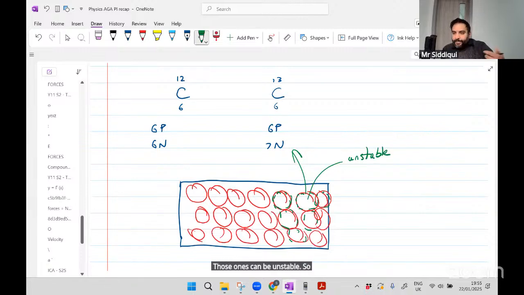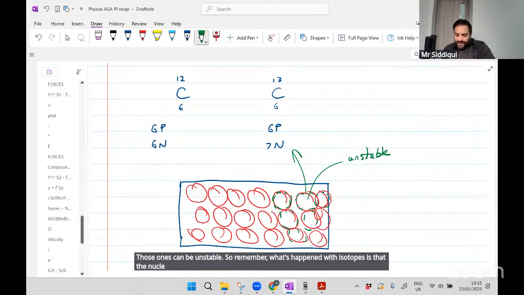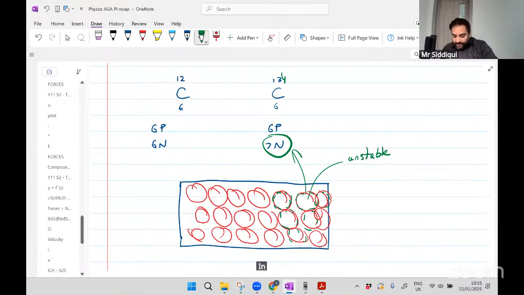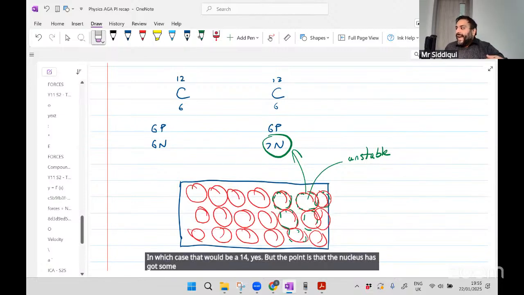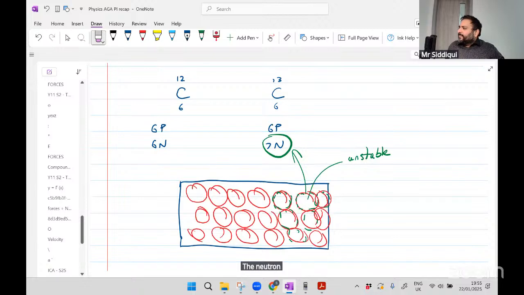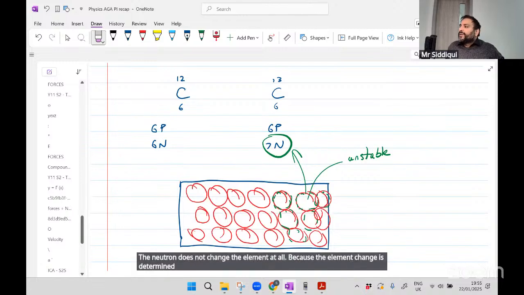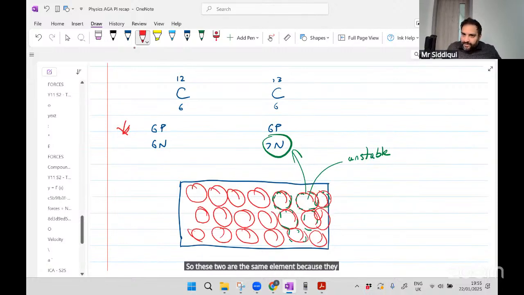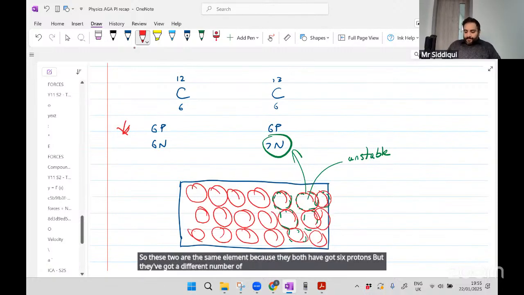Remember, what's happened with isotopes is that the nucleus has an extra neutron or two. They can have 2 extra neutrons, in which case that would be a 14, yes. But the point is that the nucleus has some extra neutrons in it, and what that can mean is that the material is unstable. The neutron does not change the element at all, because the element is determined by the number of protons, which we'll come to. So these two are the same element because they both have 6 protons, but they have a different number of neutrons. That doesn't change what the element is. It's just that the nucleus is a little bit unstable.